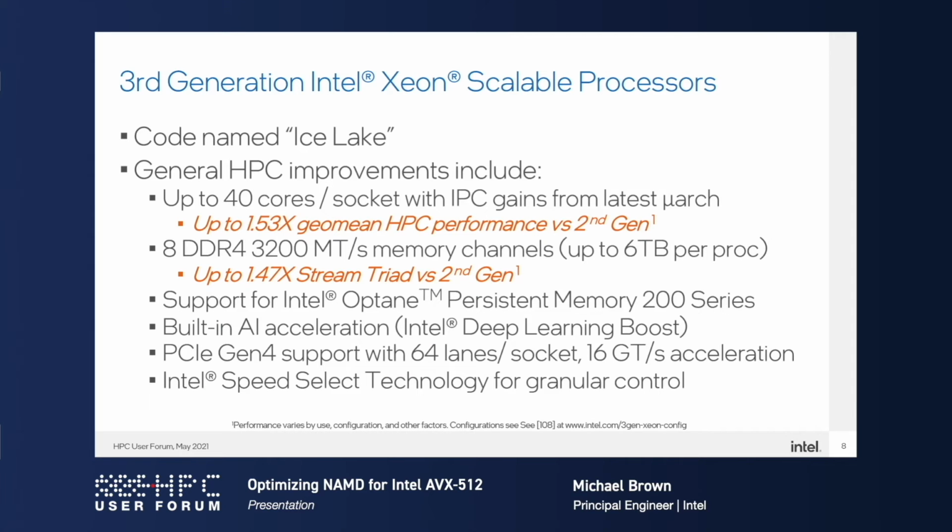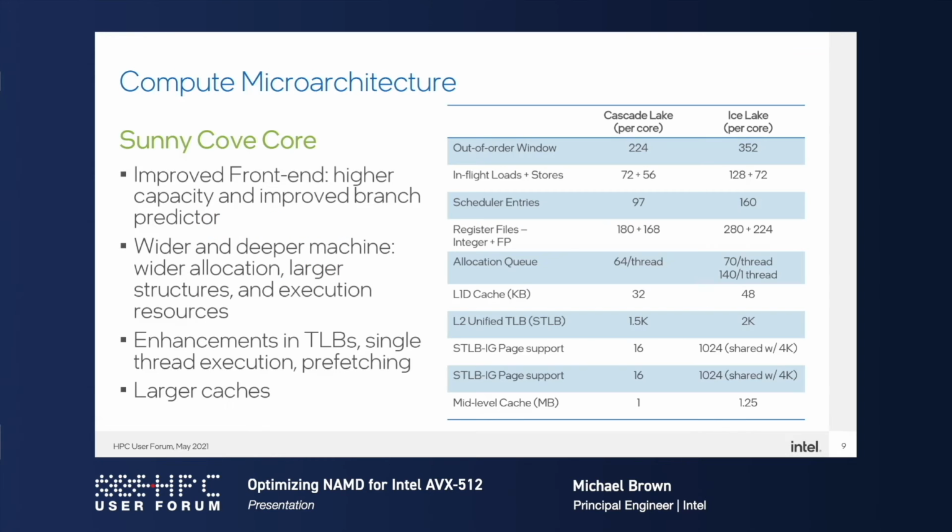Intel has just recently released the third-generation Intel Xeon Scalable processors that were codenamed Ice Lake. The general improvements for HPC include increased core counts with up to 40 cores per socket, along with IPC gains giving up to 1.53x geomean performance versus the second generation. Up to 8 DDR4 memory channels are available, with up to 1.47x stream triad versus the second generation. They include support for Optane 200 series, Intel Deep Learning Boost, PCIe Gen 4, and Speed Select.